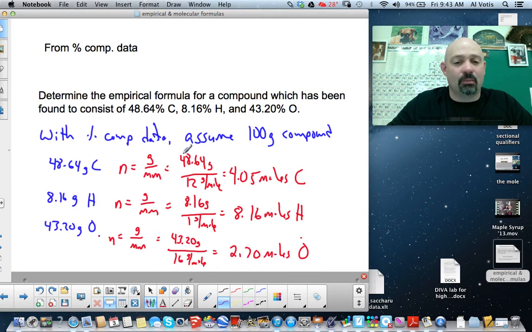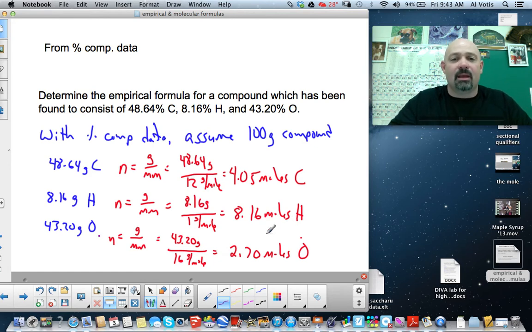So I take how many grams of carbon I have, divide by the atomic weight of that element. Okay? In this case, we're finding the moles of the element, so we have to divide by the molar mass, the atomic weight of that element. So I have 4.05 moles of carbon, 8.16 divided by 1, because that's the atomic weight of hydrogen, is 8.16 moles of hydrogen, and 43.20 grams of oxygen divided by 16, which is the atomic weight of oxygen, is 2.70 moles. Okay, that's step 1.